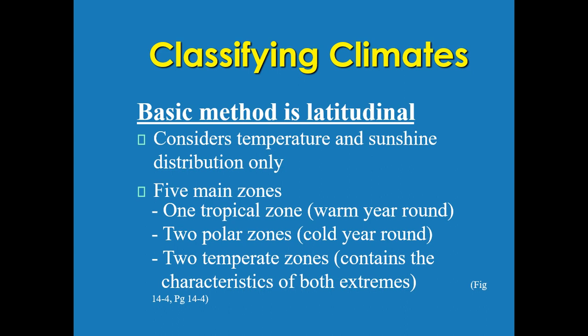The 5 main zones are: we have one tropical zone, which is warm year-round. We have 2 polar zones, which are cold year-round. And then we have the 2 temperate zones, which contain the characteristics of both extremes, the heat and the cold. So generally, this is the way we divide up these 5 main zones, considering both the temperature and the sunshine distribution.